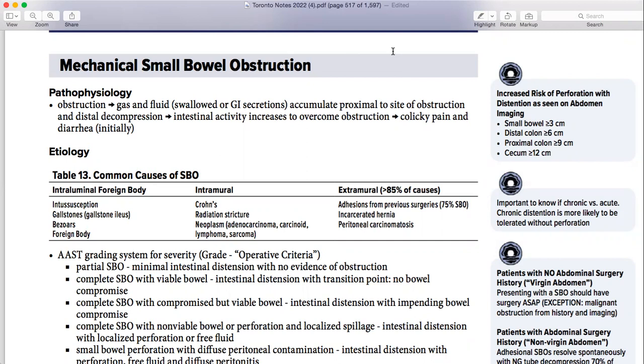When Toronto Notes says this is common, like more than 85%, 95%, it means in Canada these kinds of cases present more often. So they are not going to go out of scope and ask you something very uncommon, right? So you need to know the common ones. Extramural causes are more than 85%, presenting as adhesions, hernia, and peritoneal carcinomatosis.